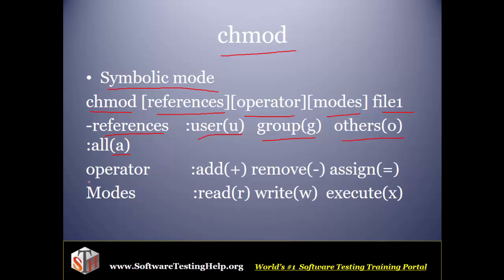Then comes the operator. The operator tells what kind of permission you want to give, whether you want to assign the permissions or take away the permissions. For giving permission we use plus, for taking away minus, for assigning equal to. Then come the modes: what kind of permission you want to give, whether read permission, write permission, or execute. To understand it in a better way, let's move to Unix and run some commands.